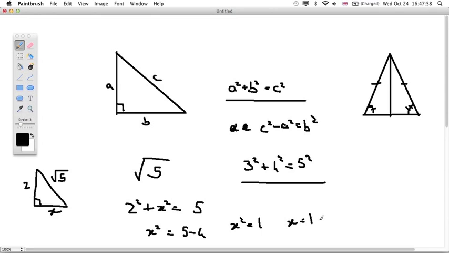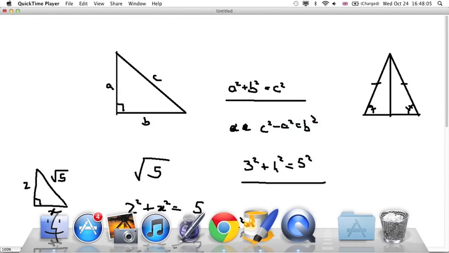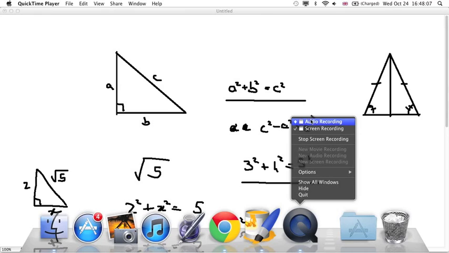So yeah, that's the easy stuff. I'll be solving sums in videos later, but this is basically the Pythagoras theorem.